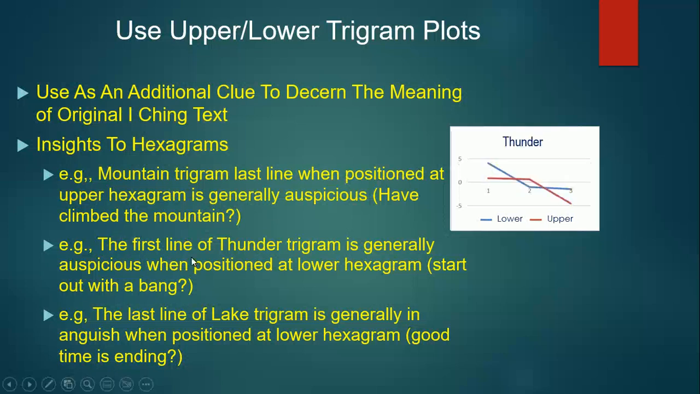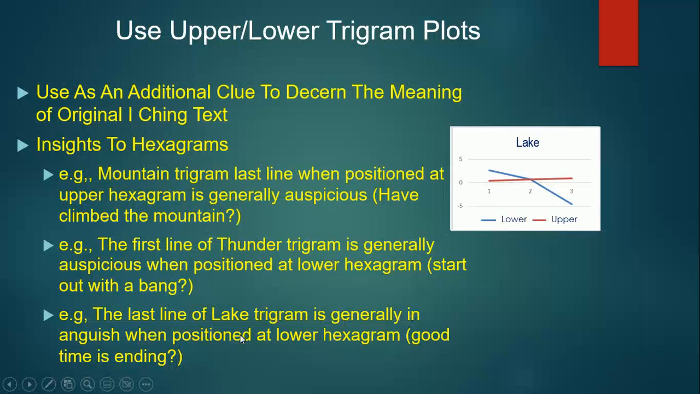The next example is when the first line of the thunder trigram is located at the lower hex of the hexagram, and is generally auspicious, and that's what we mean here. In the lower hex configuration of the thunder trigram, you start out quite auspiciously. What does that mean? When we encounter thunder at the lower hex, that means we start out with a bang, so it's generally auspicious. Okay, we can give another example.